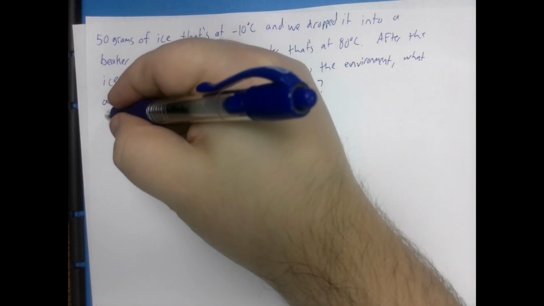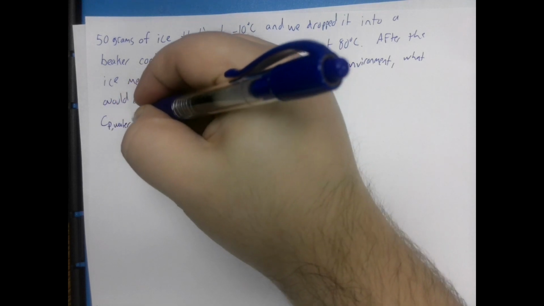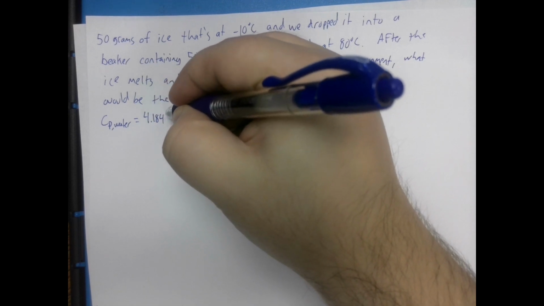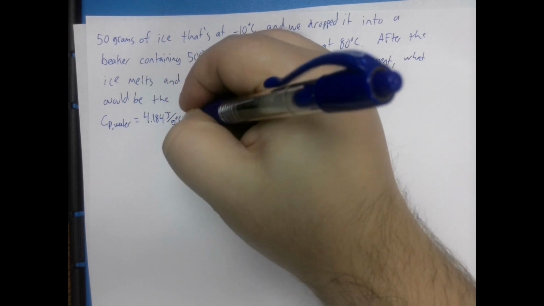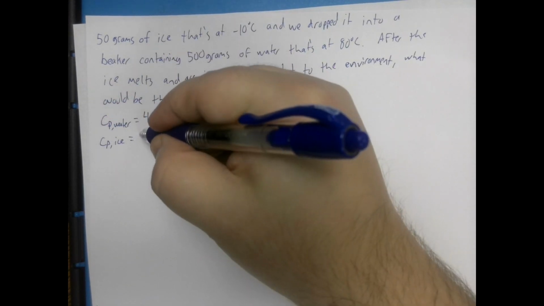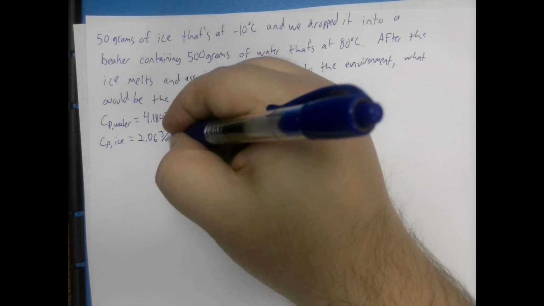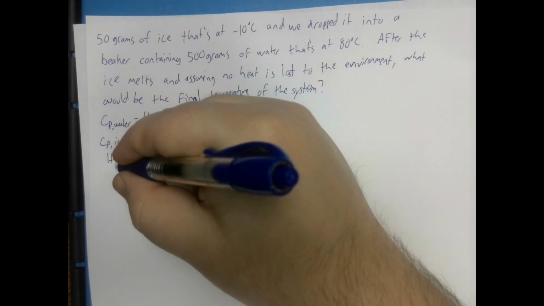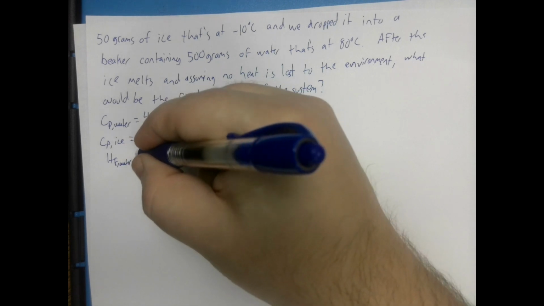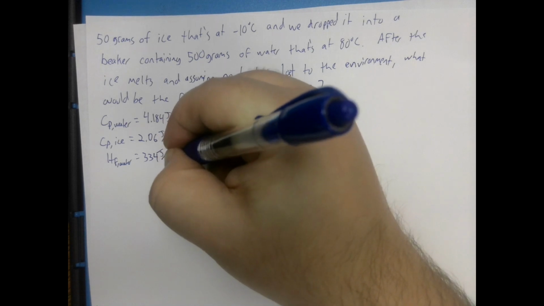So a few constants: Cp of water, specific heat, Cp of ice, we will use 2.06 for this problem, and heat of fusion for water is 334 joules per gram.